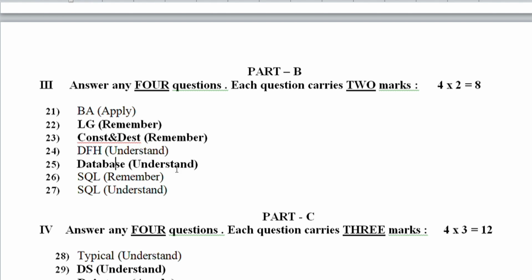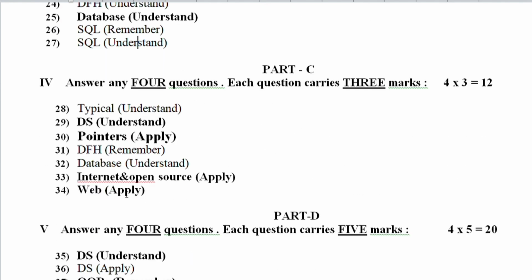Then you have database questions, understand level questions, some complex understand level questions. 2 marks means they may ask you about some networking devices or some communication modes or switching techniques like that. Then SQL, you have two questions of 2 marks, where one is from remember level, the other one is understand. You may get some data types question like what is data type in SQL, the different types of data types. Understand means they may ask you about commands like that.